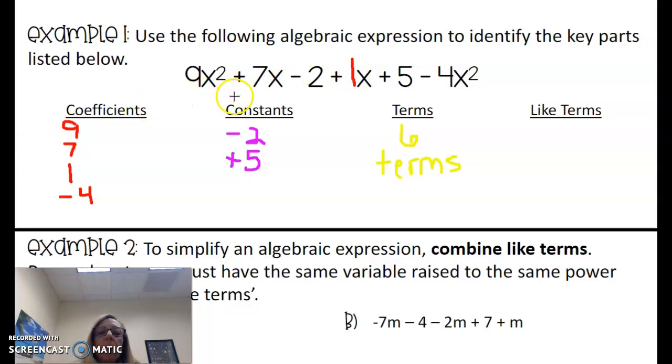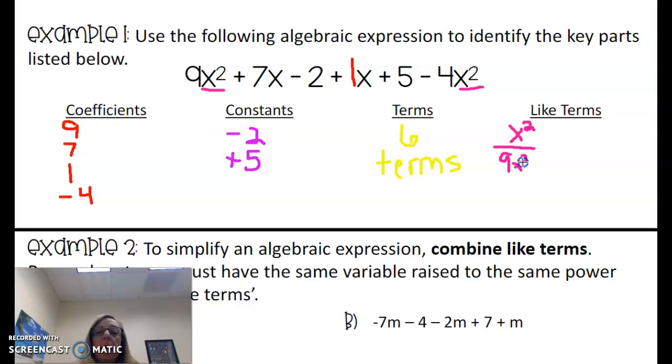If I go through this entire expression and I look at all of my variables, notice here I have an x squared. I'm going to keep looking to see if I have any other x squareds. Well, I do. Here's an x squared. So guess what? Those are both like terms, and those terms are both x squareds. So my like terms, I'm going to have x squareds, and I'm going to write what those are. I have a 9x squared.